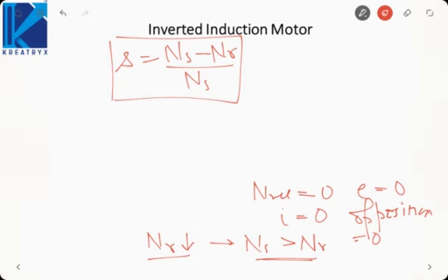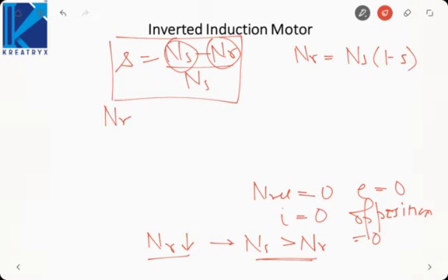I am defining the slip like this only, ns minus nr. Though since nr is in the opposite direction to the ns, it must be ns plus nr. But slip greater than 1 signifies the braking region, where the motor speed is reducing, which is not the case here. So I am defining the slip only as ns minus nr by ns. Okay, so rotor speed is ns into 1 minus s.